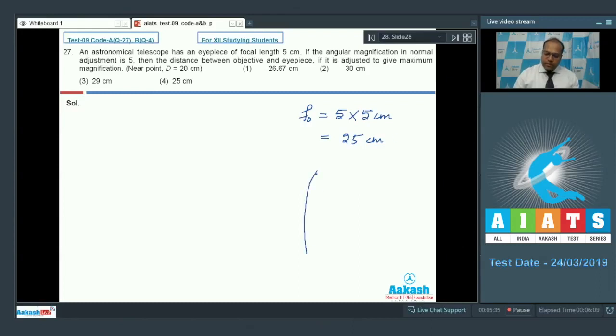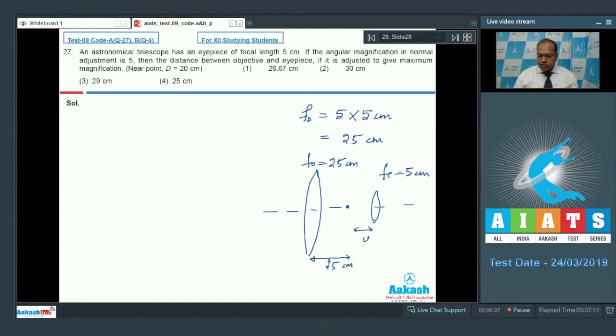Now suppose this is the objective lens and this is the eyepiece. It is given that the focal length of the objective, which we have calculated, is 25 cm, and the eyepiece is of 5 cm. We know that the image formed by the objective lens is in the focal plane of the objective lens. So when the rays come on the objective lens, it forms an image in the focal plane of the objective lens. So we can say that this separation is 25 cm. Now let this separation for the eyepiece be u.